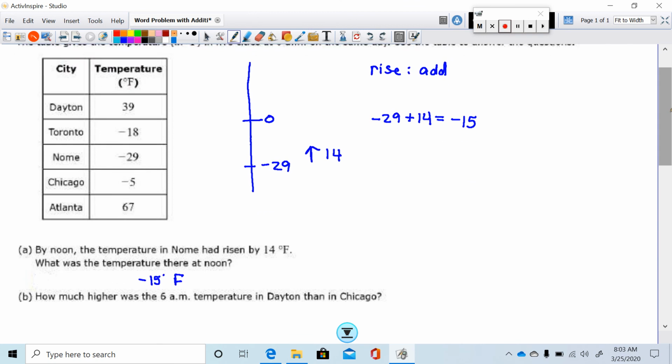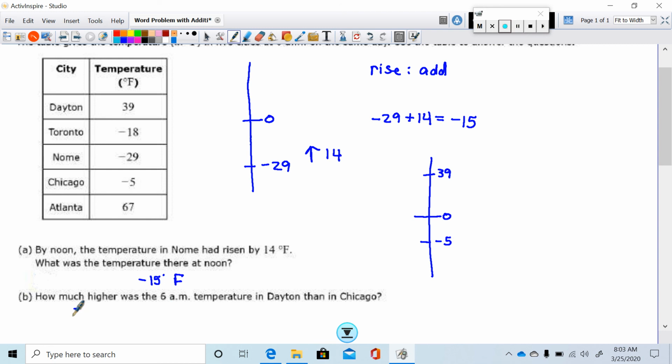The next one, how much higher was the 6 a.m. temperature in Dayton than Chicago? Again, I'm going to make a thermometer every time for these, whether it's a thermometer problem or not. Dayton is 39, that's above 0. And Chicago is negative 5, that's down here.